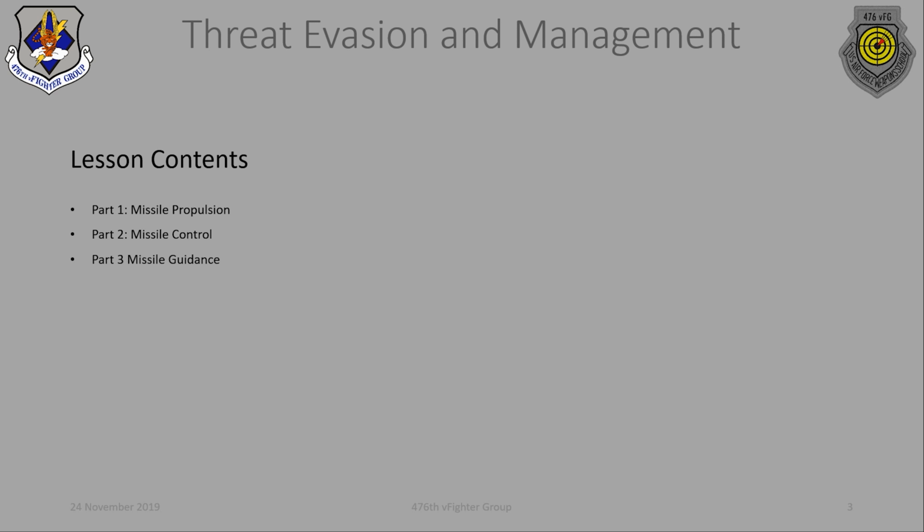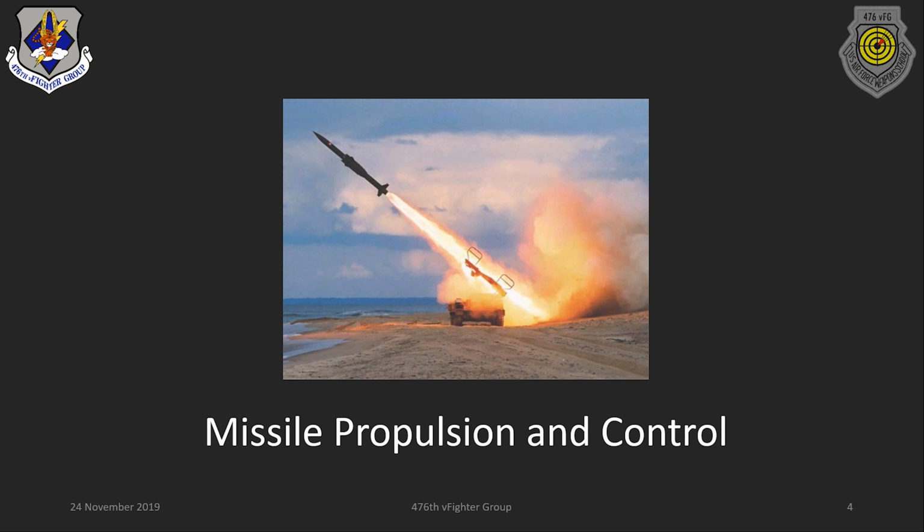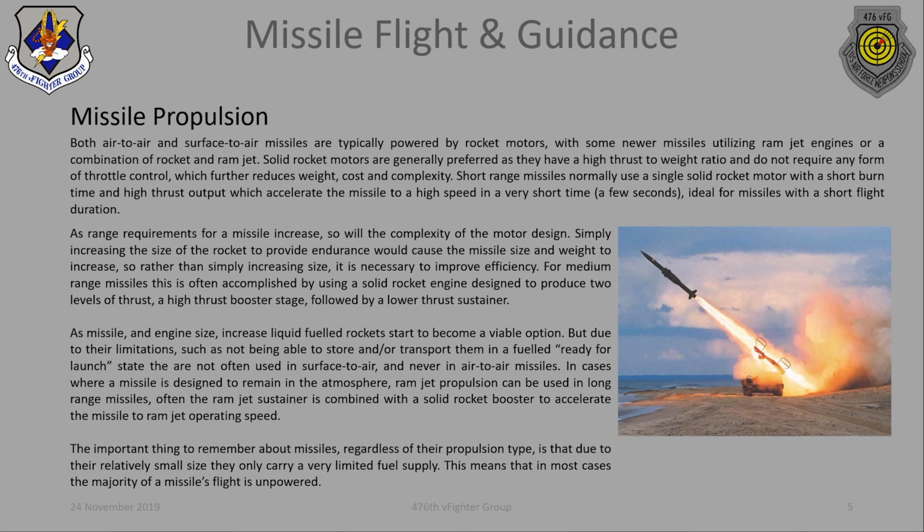So first one, 3 parts to it. Again, nice and simple really. We'll go through different aspects of the missile systems themselves, so propulsion, control, guidance, a little bit of background on variations of each, how it all works, just to basically put a big picture on how these big darts of death actually work. So first up then, missile propulsion and control.